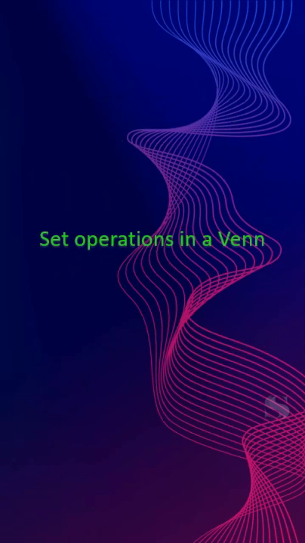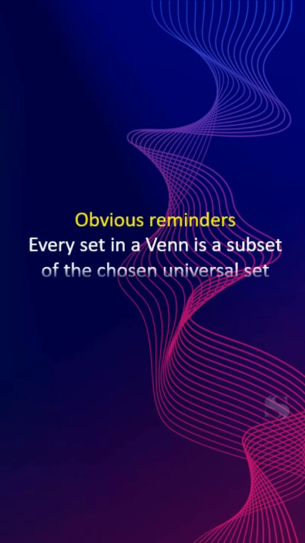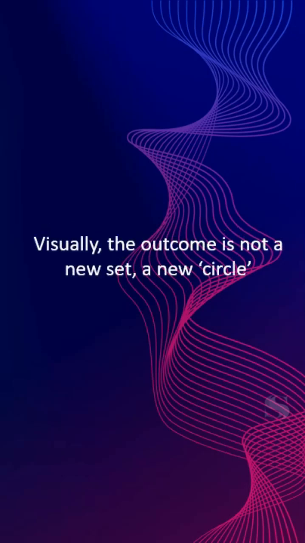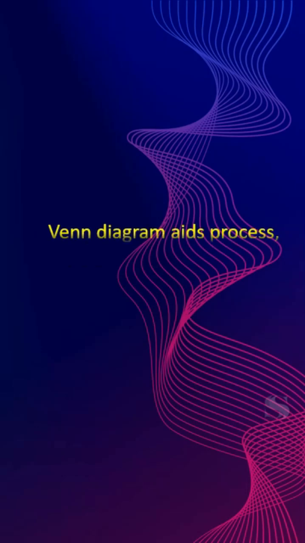Let us now get to how we present set operations in a Venn diagram. First, a revisit to how we draw sets. Every set in a Venn diagram is a subset of the chosen universal set. The outcome of operation is of their own kind, a new set. But visually, the outcome is not a new set, a new circle. It is some combination of the circles and the space that represents the universal set. We shade or color off the outcome in the sets and the universal set. Venn diagram aids the process of finding operation outcomes. It does not create separate outcome set.